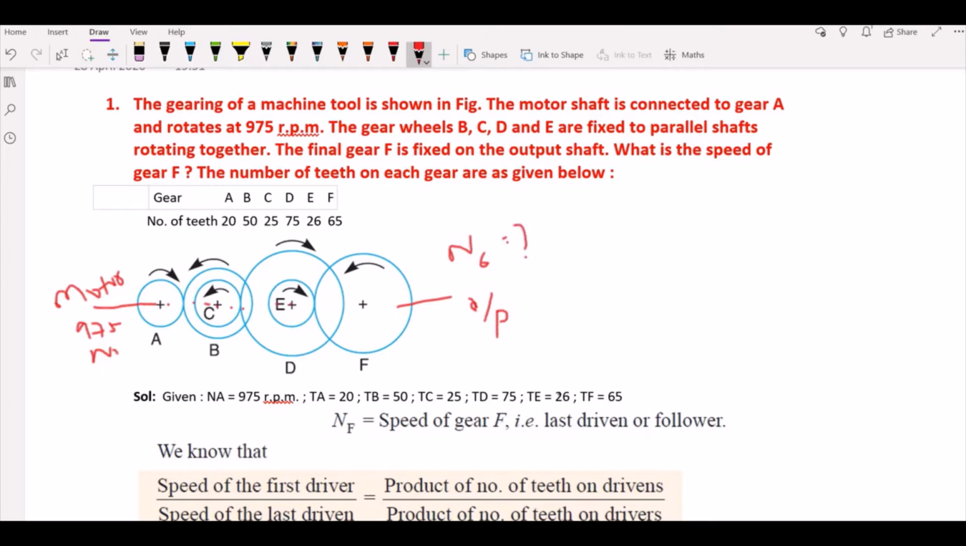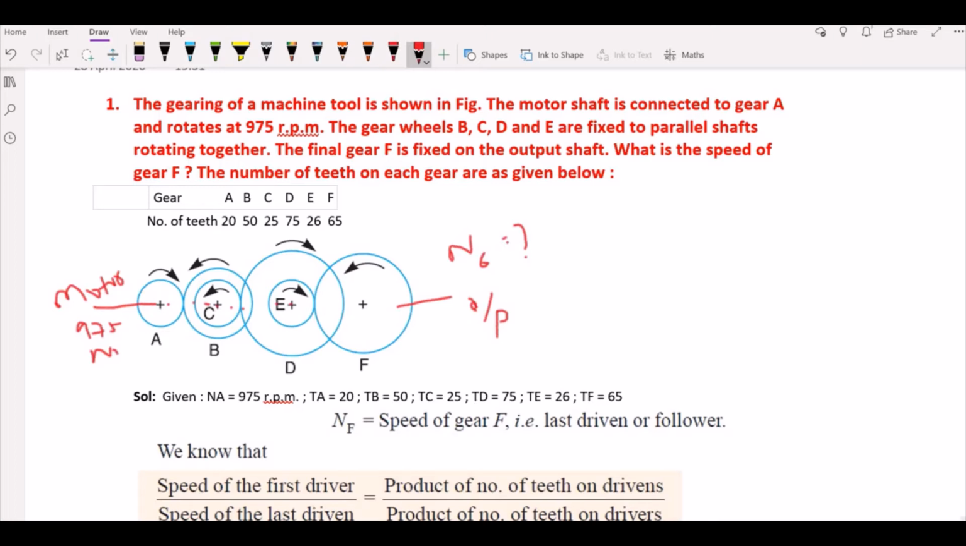So how do you calculate? Simple, by velocity ratio or speed ratio. As we have already derived in the gear trains derivation, NA by NF, or N1 by N6, is equal to the number of teeth, T2, T4, T6 by T1, T3, T5. From that relation you can calculate the speed of the final gear, because all the numbers of teeth are given, the initial speed is given, and the final speed can be calculated from that.